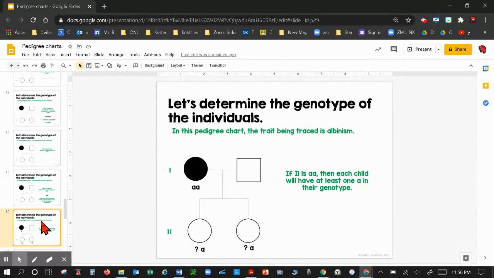So in this pedigree chart, as I said earlier, the trait that we're tracing is albinism. If Roman numeral I-1 is lowercase aa, then each child will have at least one of those lowercase a's given to them, as you can see here. We do know that this person has at least one dominant allele. We don't know if they have both of them.